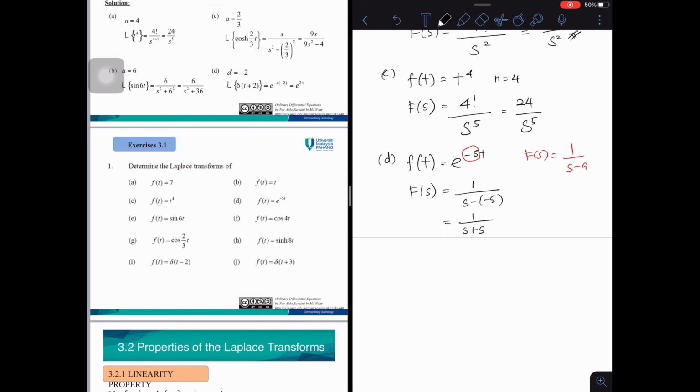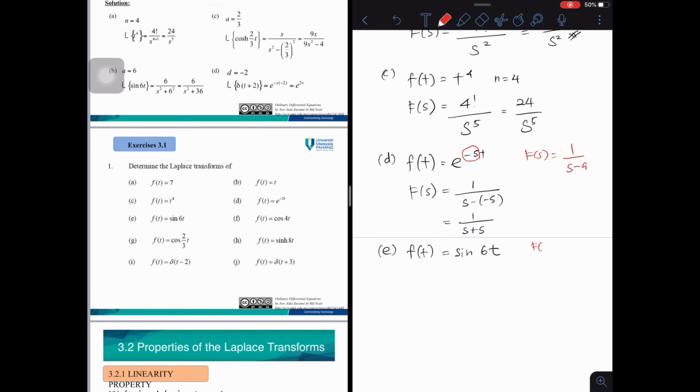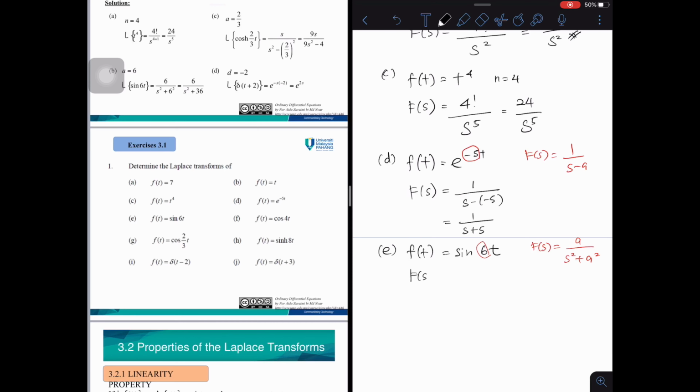Now let's say question E. You have f(t) equal to sin 6t. So for sine, the formula to find the Laplace transformation is F(s) equal to a over s squared plus a squared. So now the important information you need is a, so this one is your a. Just substitute inside your formula, you will have your F(s) equal to 6 over s squared plus 6 squared, which is 36. So this one is the Laplace transformation.